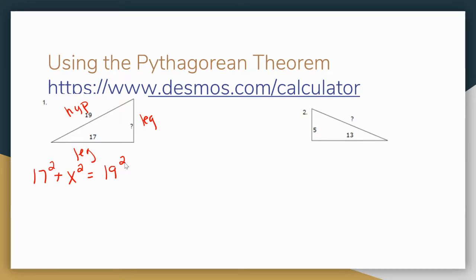There are a couple of different ways to actually solve this. We need to get x squared by itself, so I need to move the 17 squared over. I can subtract 17 squared from both sides. And then I'm left with x squared is equal to, and I'm going to use my calculator and pop in 19 squared minus 17 squared.